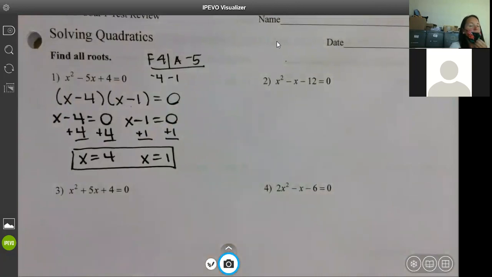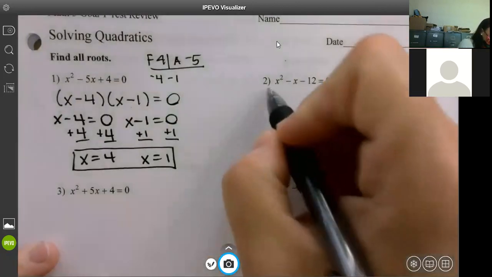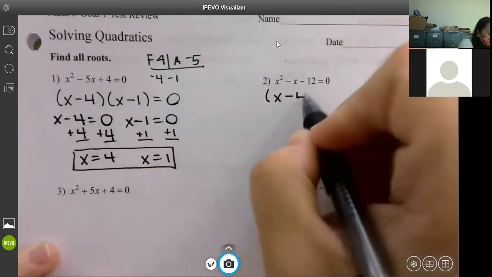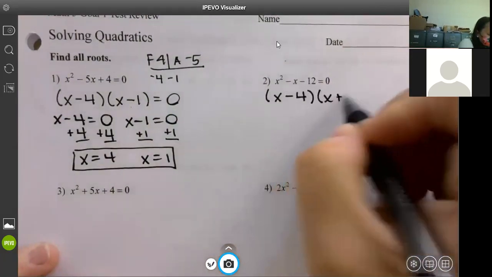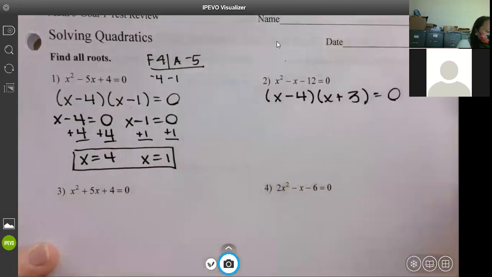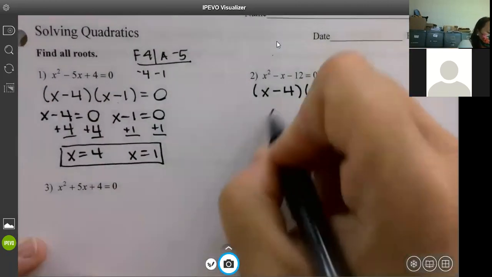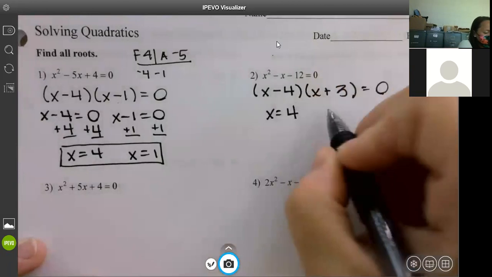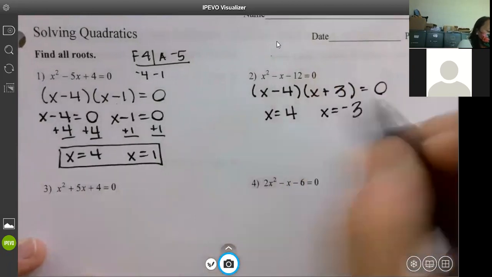All right, on the next one, I'm not going to make the chart. We're just going to talk about our factors. What are your factors of -12 that add to -1? -4 and +3. So then your two answers are +4, perfect, and -3.